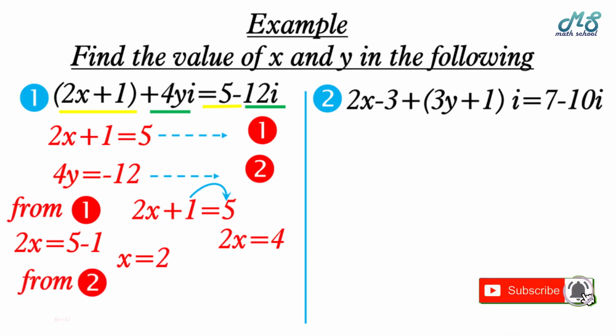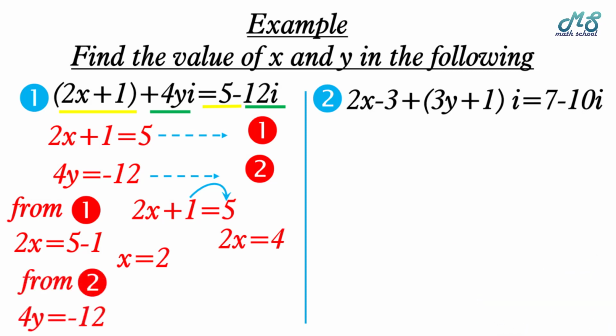From 2 we can say 4y equals negative 12. Divide both sides by 4, the coefficient of y. We can get y equals negative 12 divided by 4 equals negative 3.